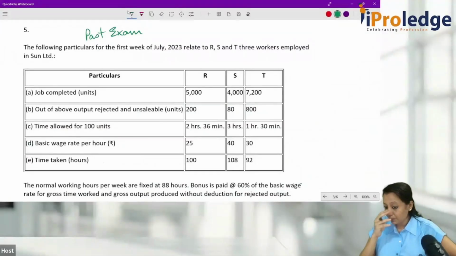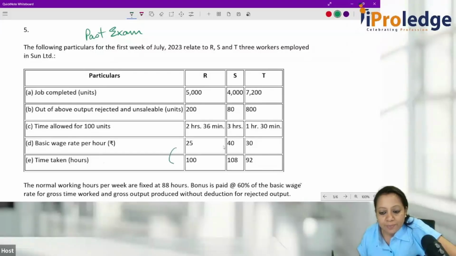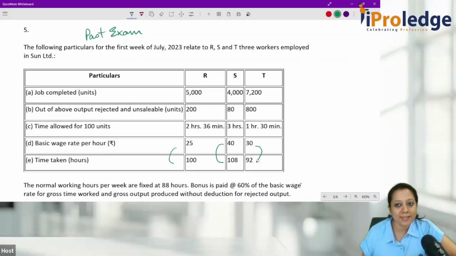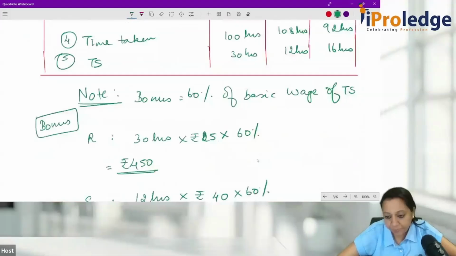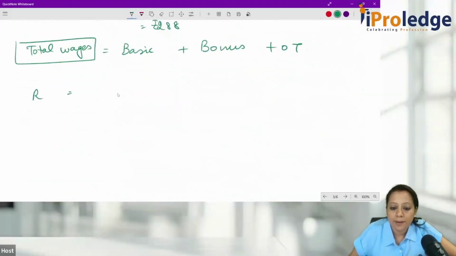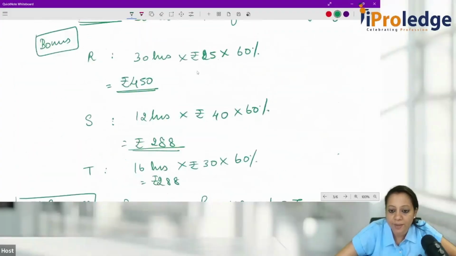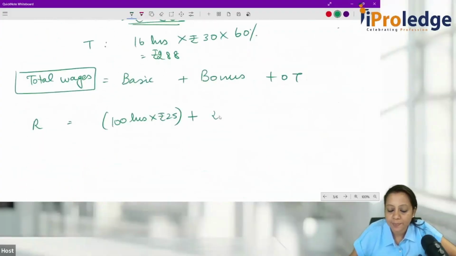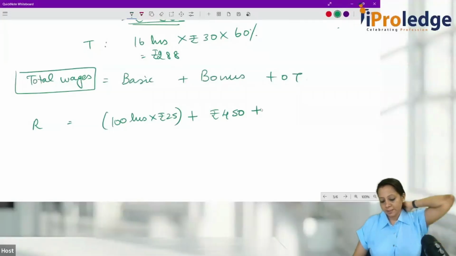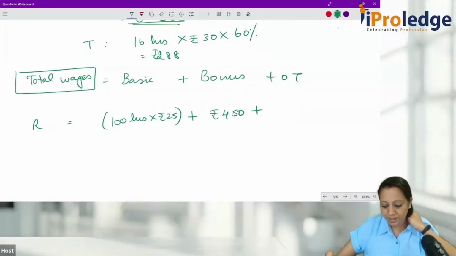Now we will look from the basic wages point of view. Basic wages is 100 into 25, and 40 into 108, and 92 into 30. Am I correct, students? That is the basic. Then bonus we already calculated, and overtime we will calculate. So 100 hours into rupees 25 plus bonus. How much did we get? 450, right, dears? Plus overtime. Let us see how we need to do overtime.